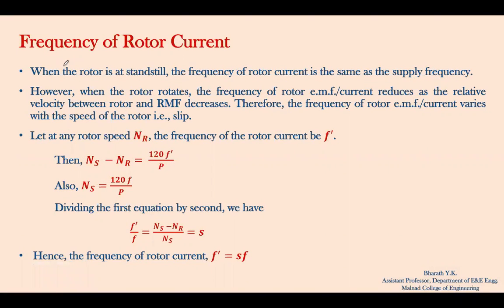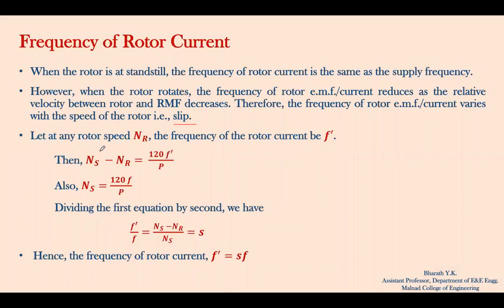Now, with respect to the frequency of rotor current, when the rotor is in standstill condition, the frequency of the rotor current is same as that of the supply frequency. But when the rotor starts rotating, the frequency of the rotor EMF or current reduces as the relative velocity between the rotor and the rotating magnetic field decreases. Therefore, the frequency of the rotor EMF or current varies with the speed of the rotor. That is, the frequency of the rotor EMF or current varies with slip.